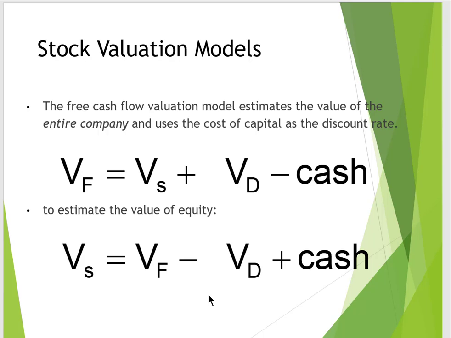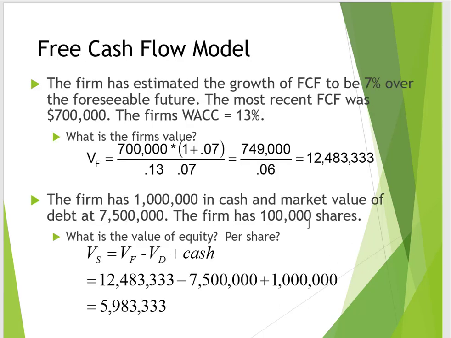And I don't know if that's going a little bit too fast, but we're looking at, again, a different kind of model, if you will. It's looking at a different way of valuing the cash flows of the company. So let's plug this into an example. If you estimate the growth of free cash flow to be 7%, $700,000 is the most recent, and the firm's weighted average cost of capital is 13%. What is the firm's value?